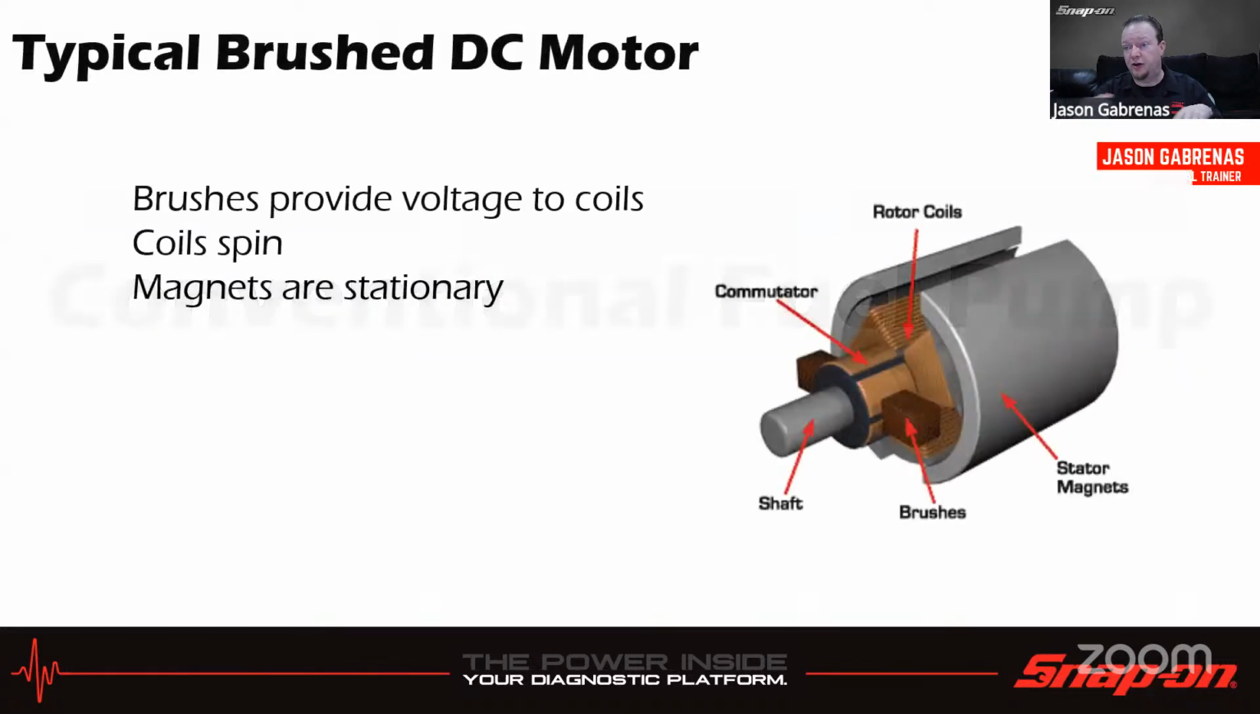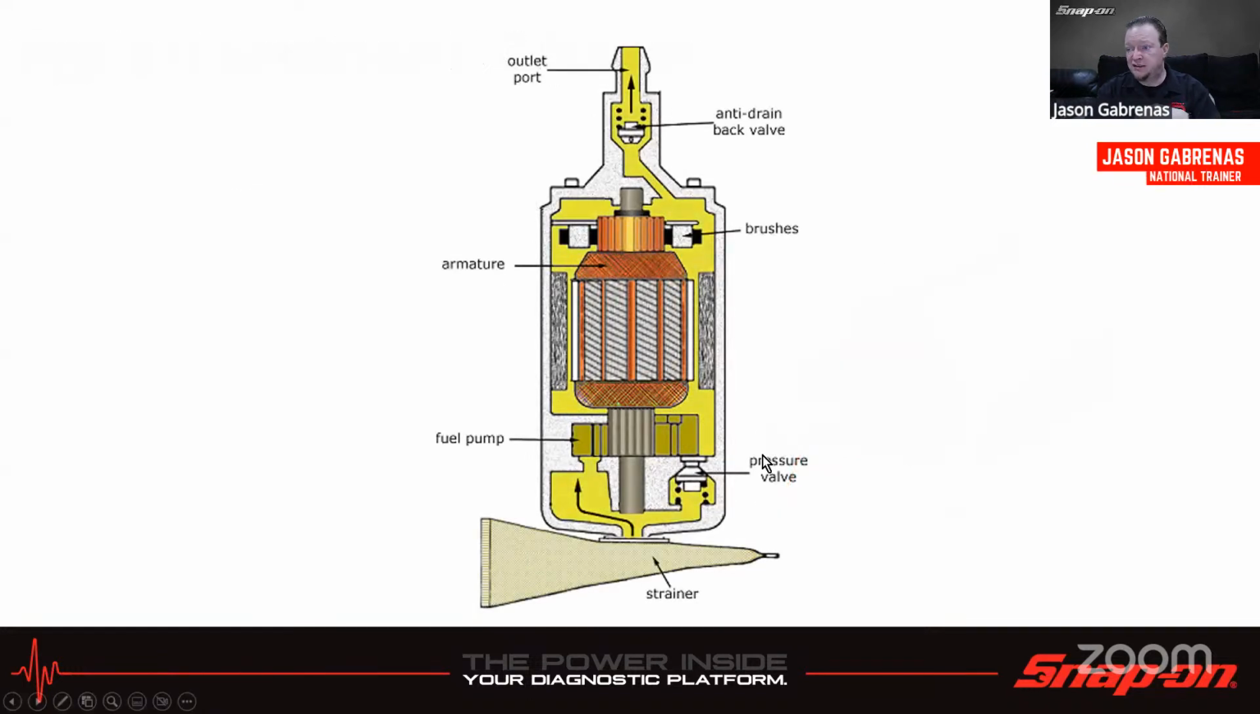So a conventional brushed fuel pump is going to look something kind of like this. This is just a typical brushed motor, but it's going to have brushes. It's going to have these commutator segments, and it's going to have the rotor coils. So the coils rotate, and then the stator stays stationary. So the magnets are stationary, and the rotor rotates, right? Stator stays still, rotor rotates. That's a good mnemonic device to remember that. But brushes provide the voltage to the coils, and then the coil spin becomes an electromagnet, and the magnets are stationary.